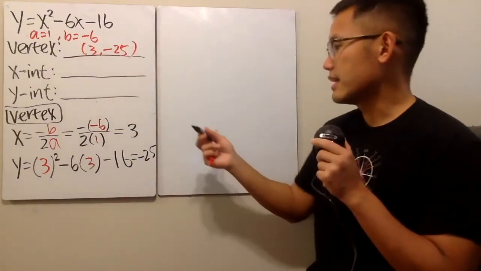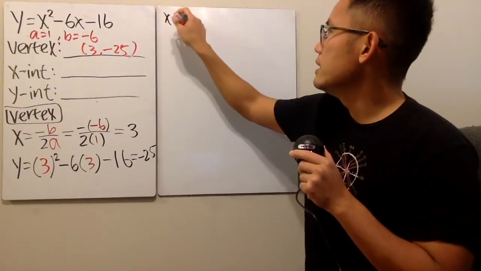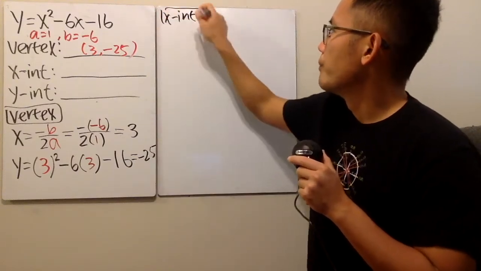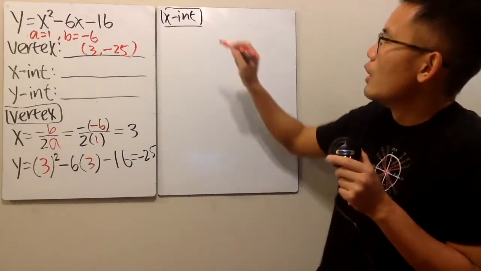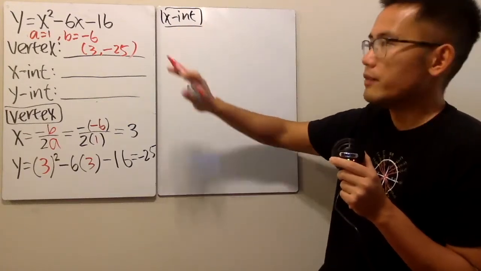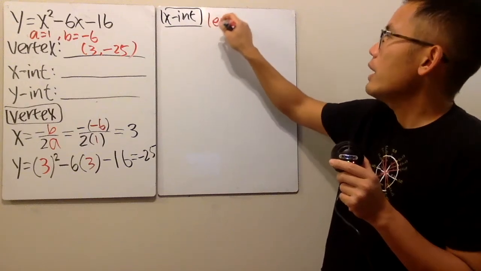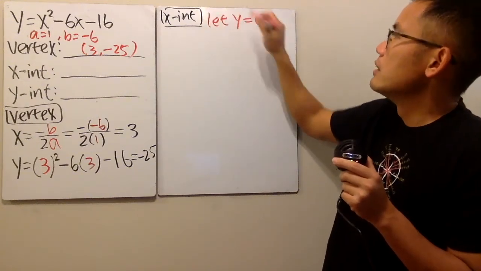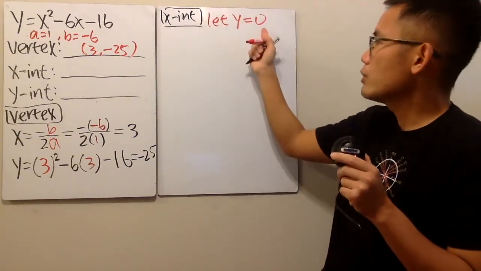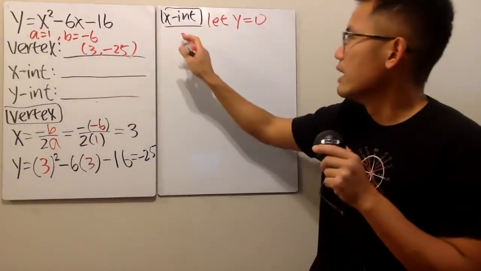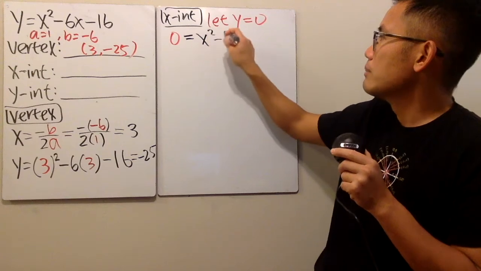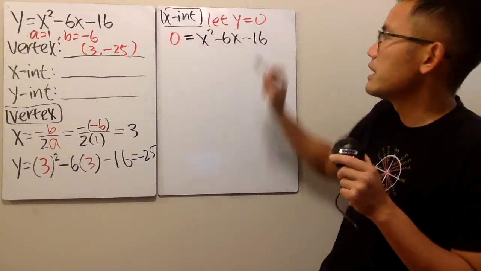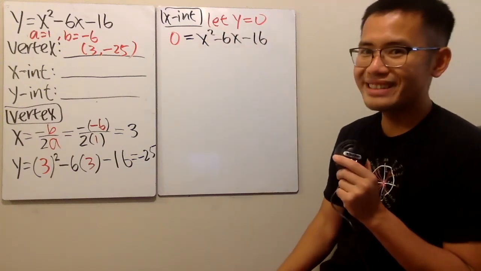All right, next, let's go ahead and do the x-intercept. How can we do the x-intercept? Well, you have to remember, whenever you're trying to find the x-intercept of any equation, you always let the y be 0. So go ahead and put the 0 for the y. So we have 0 being equal to x squared minus 6x minus 16. Then you are going to solve for x.